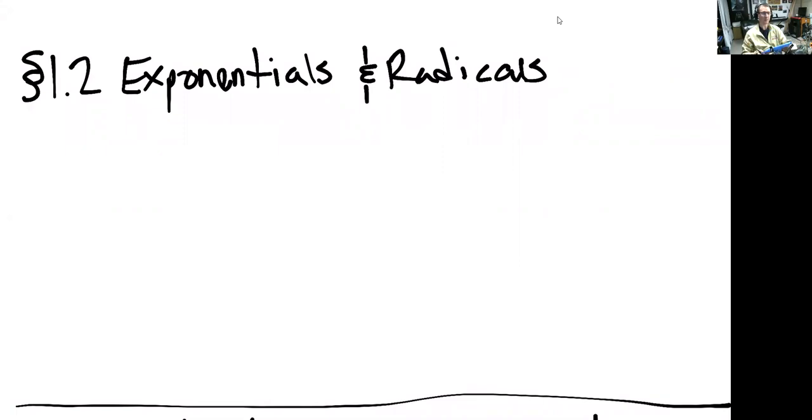Today we are talking about section 1.2 in the pre-calculus textbook on exponentials and radicals. And to start us off, we're going to go ahead and just have the definition of what an exponential is.